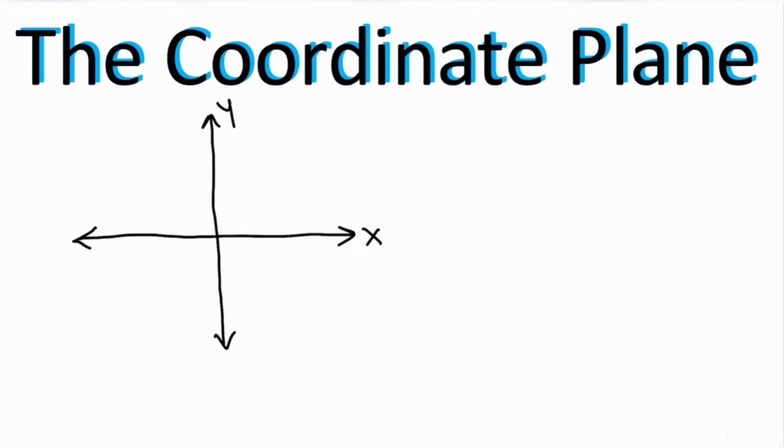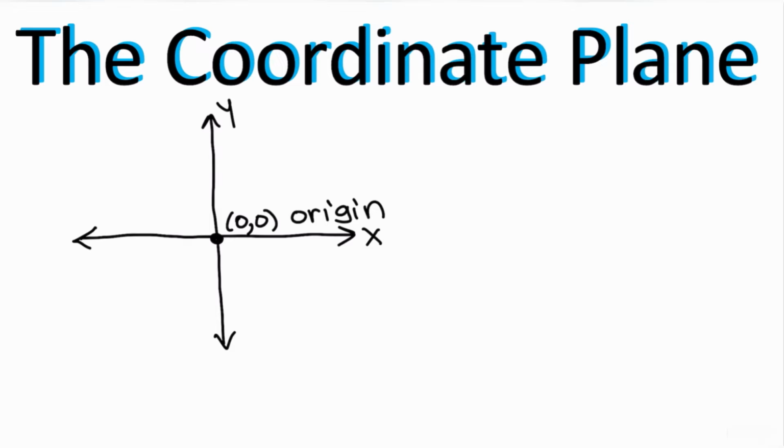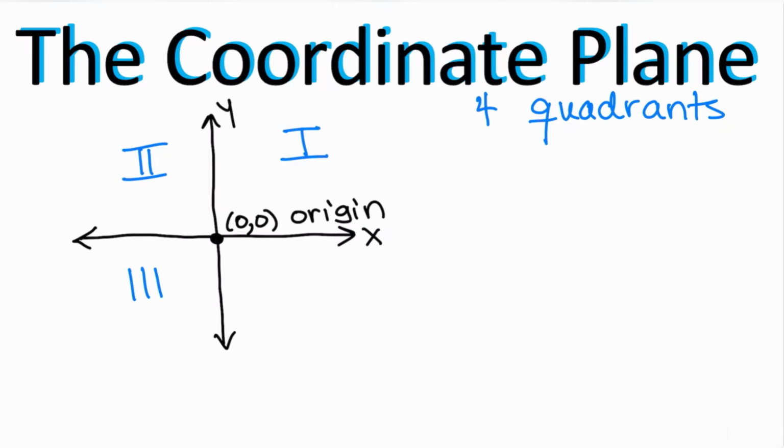They both intersect at this point right here. It's called the origin. This is the point (0, 0), and that is called the origin. By having these two axes intersect, which means they cross, we have 4 sections now, and they're called quadrants. So there are 4 quadrants. These quadrants are numbered counterclockwise using Roman numerals. So this is quadrant 1, quadrant 2, quadrant 3, and quadrant 4.